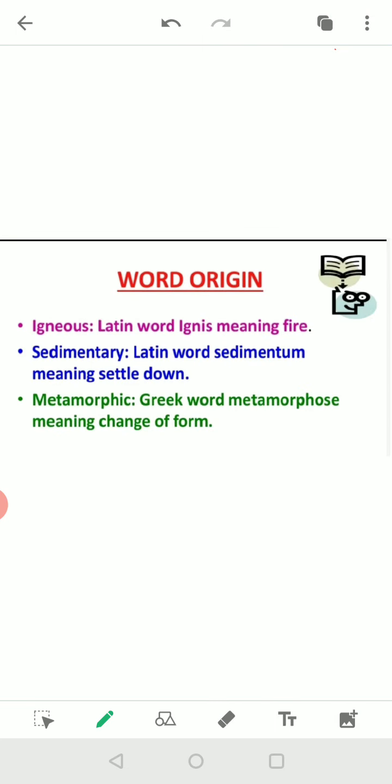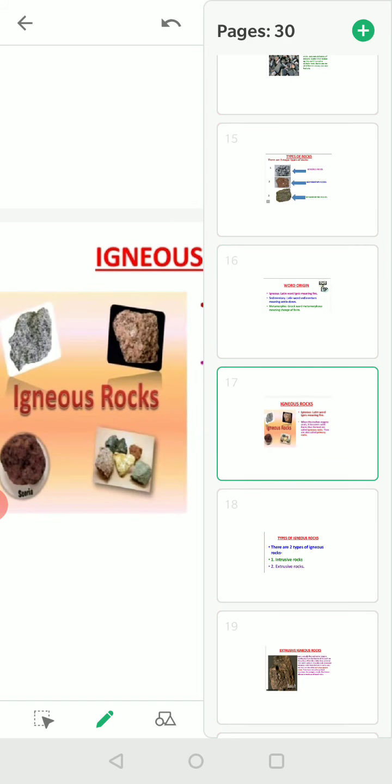As I have told you, igneous is a Latin word from ignis, which means fire. Sedimentary comes from sedimentum, which means settling down. Layers after layers of rocks are formed, and that is known as sedimentary rock. Metamorphic is a Greek word which means to metamorphose, meaning change form. When any rock goes through very high temperature and pressure, it changes into a different form. That is known as metamorphic rock.